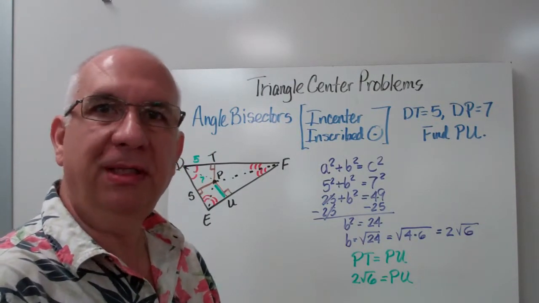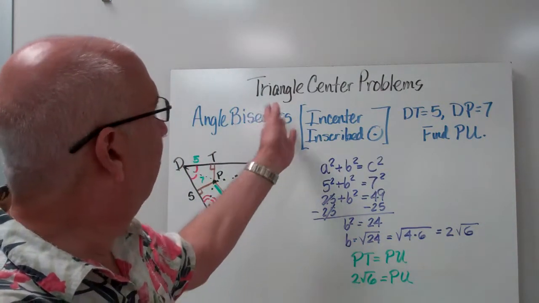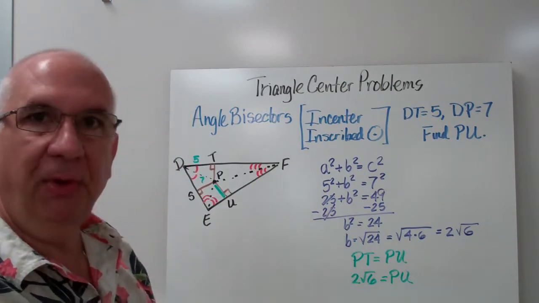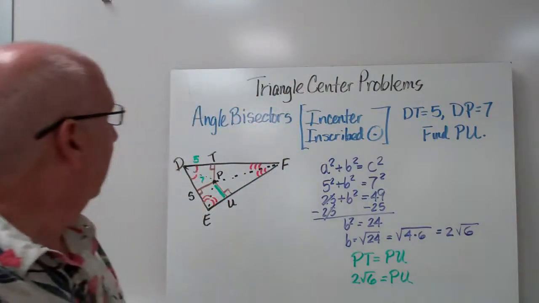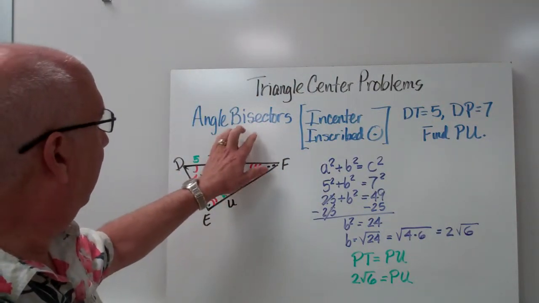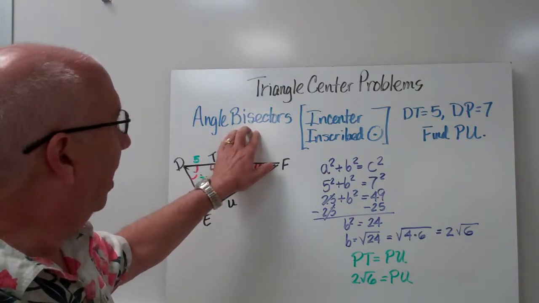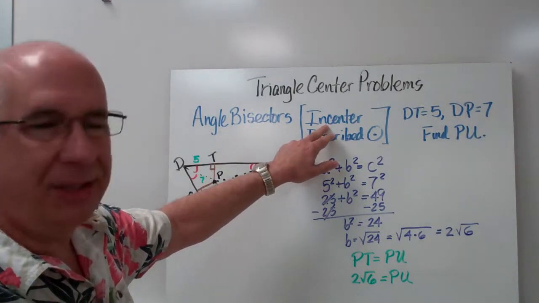Welcome. Today's lesson is about working problems using all four different triangle centers. I have an example of each type for you. The first one is formed by angle bisectors. As you recall, the intersection of the angle bisectors is called the incenter.